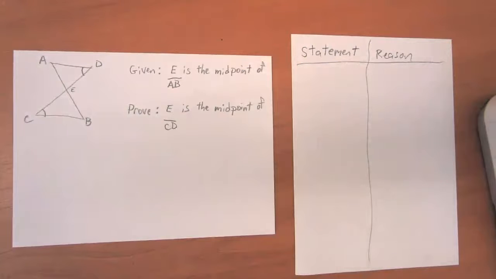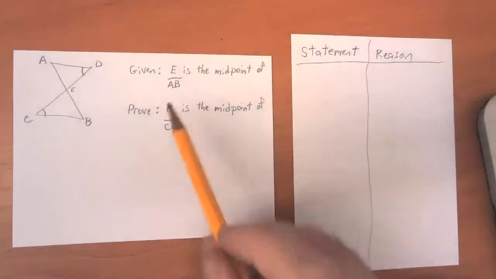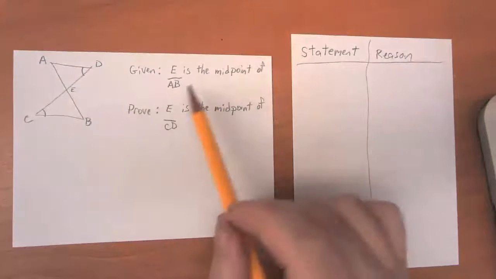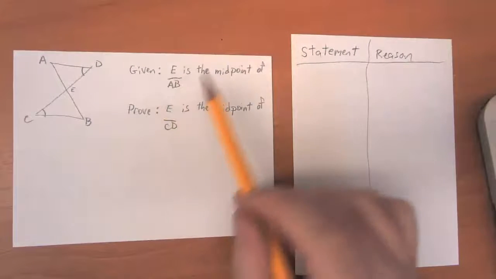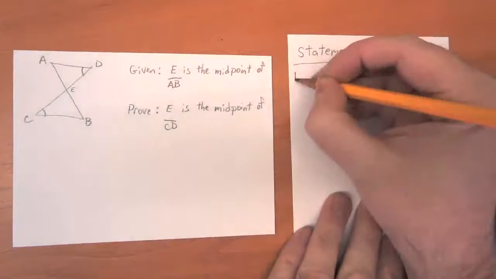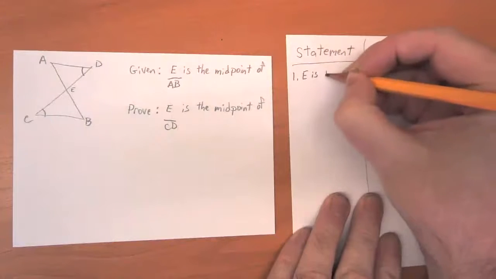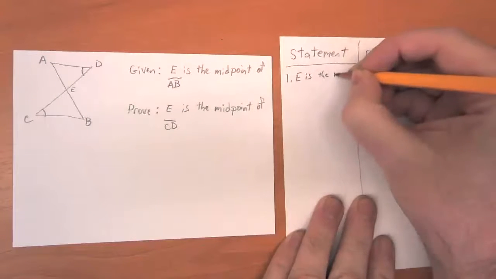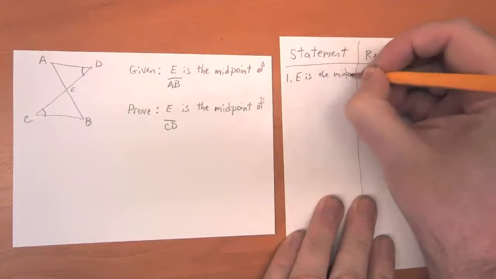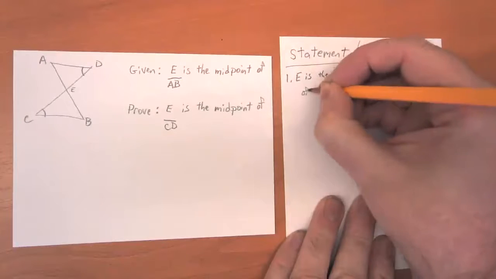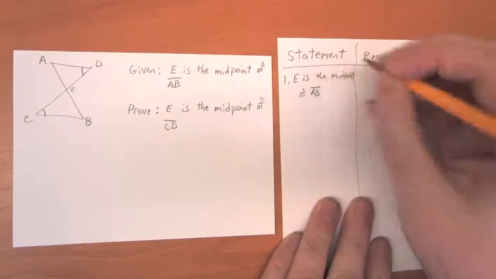See if you can tell me what they are. Well, one way that statements can be given to you is they could just be laid out in text like this. So one, we can say E is the midpoint of AB. And that's given.